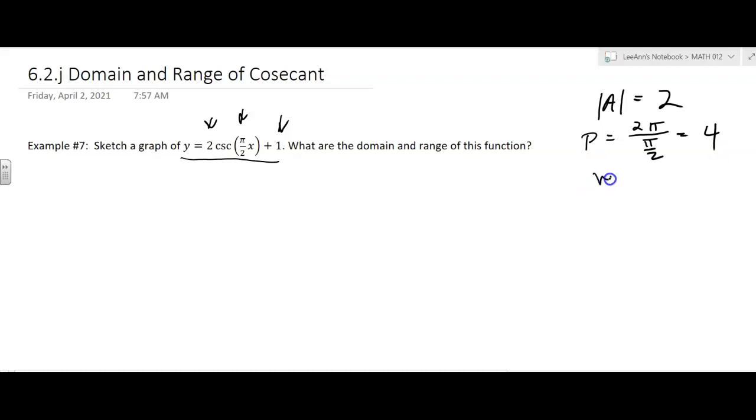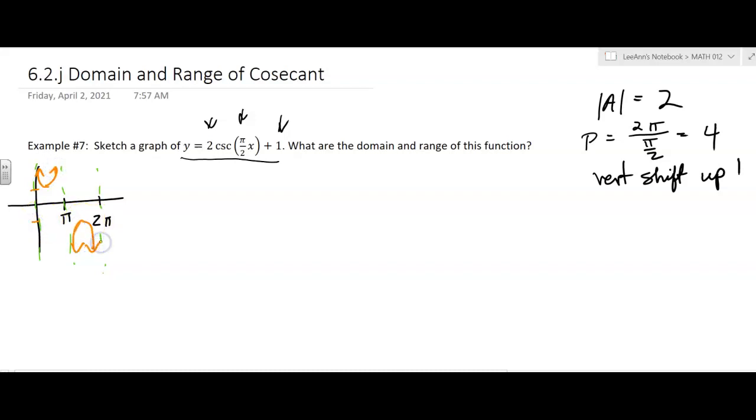And then there's going to be a vertical shift up 1. So again, you can make a little regular cosecant curve here if you want. So think about being here at 2 pi and pi. And then the asymptotes for cosecant are at 0, pi, and 2 pi. And then the graph is going like this, and then down here like this. Okay, that's a quick sketch.